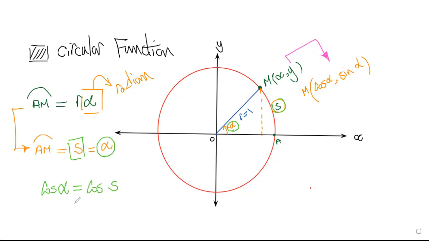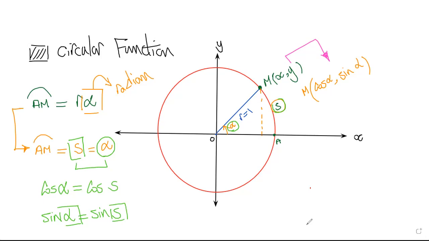And that's true for the other trigonometric ratios. We can say that also the sine of alpha is equal to the sine of S. You see that S and alpha are the same, and we deduced it from that. That's the concept of the circular function, which shows up in the unit circle. Now, any questions so far?